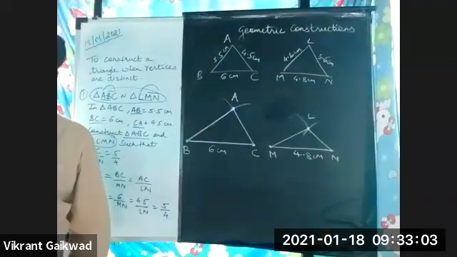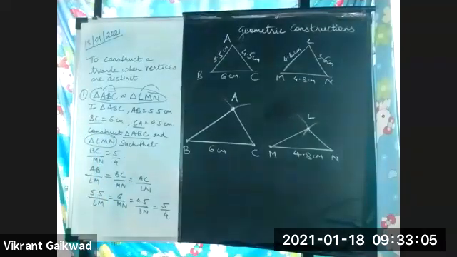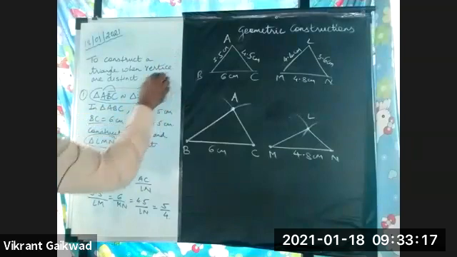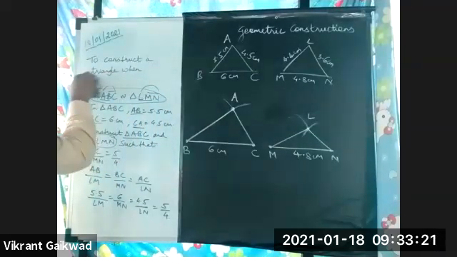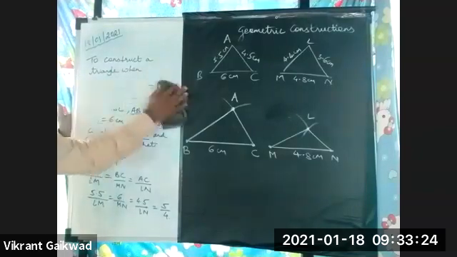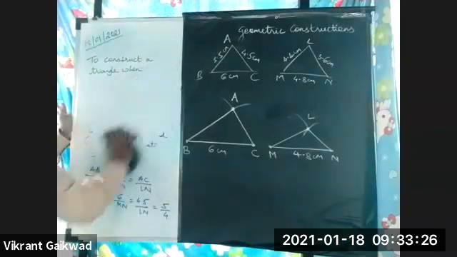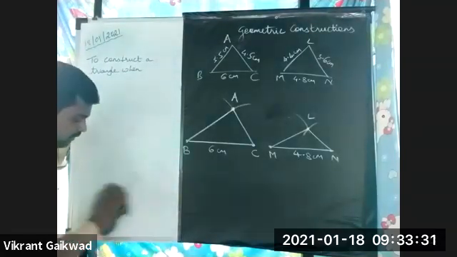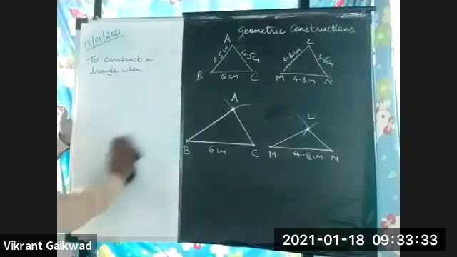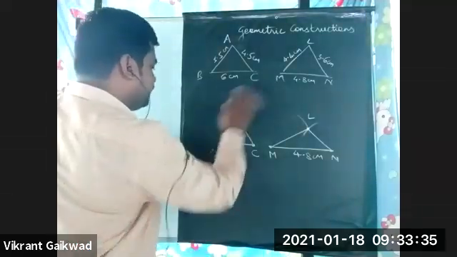Everybody have understood this? So let's move ahead to the next topic: to construct a triangle when one vertex is the same. You have to construct the triangle when one vertex is the same. For this, you require the copy of the angle to be drawn.